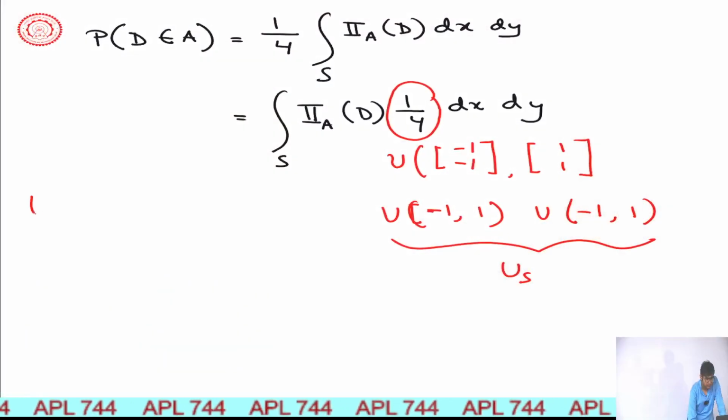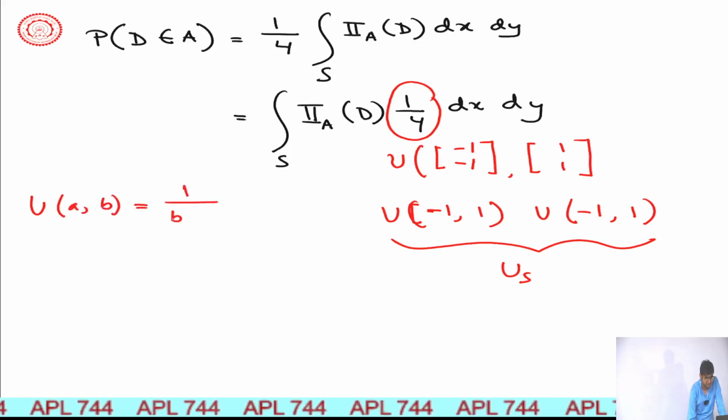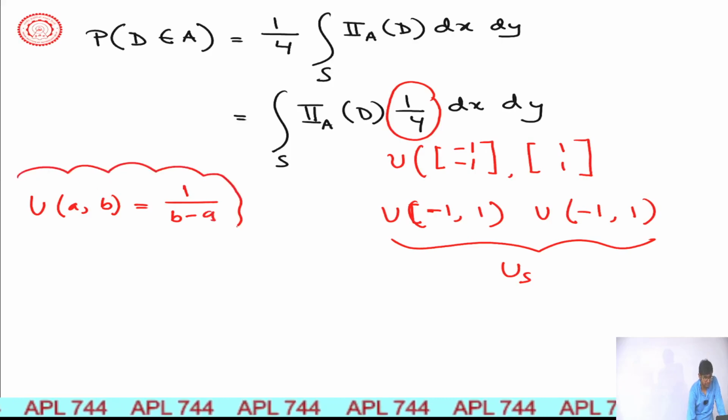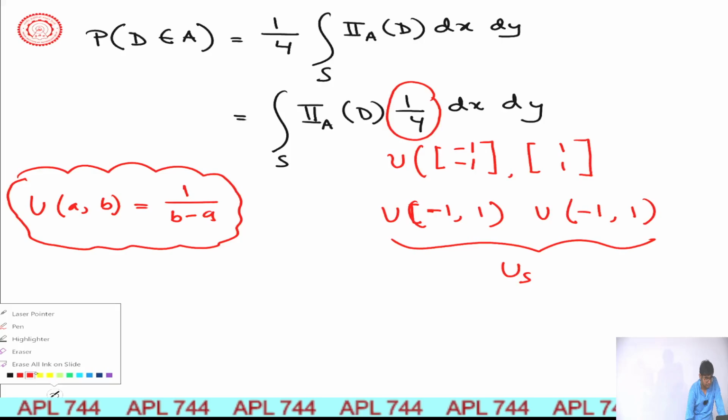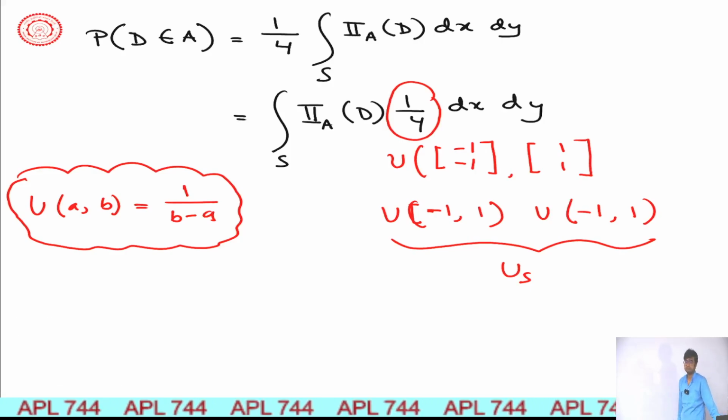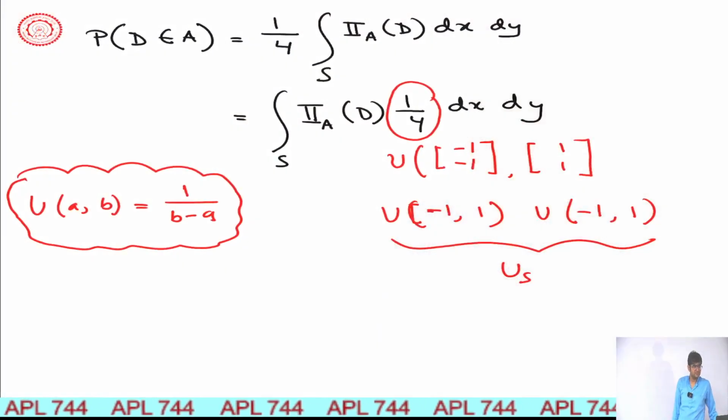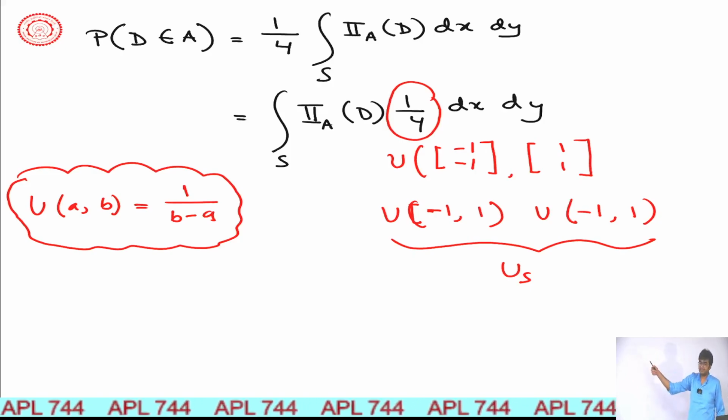Okay, and remember that U(a, b) has PDF equal to 1 by b minus a, where a and b are the lower limit and upper limit. This is the PDF. Okay. So this 1 by 4 I can write as U, which is a bivariate uniform distribution. If that is the uniform distribution, then what is that integral?